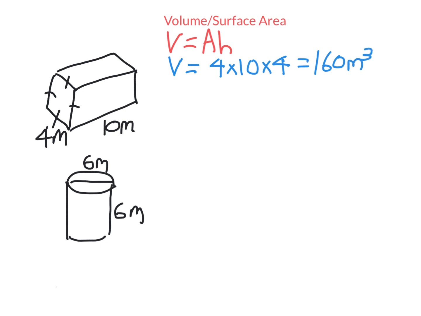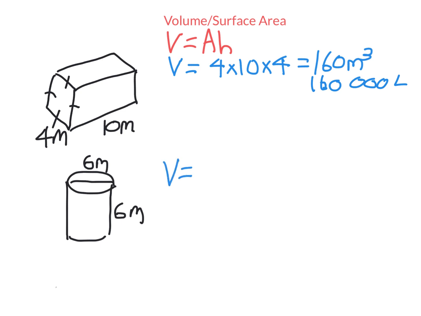So note, 1 meter cubed is 1,000 liters. So this rectangular prism could hold 160,000 liters of liquid. So let's now calculate the volume of this shape here. So it still follows area of the base times the height.